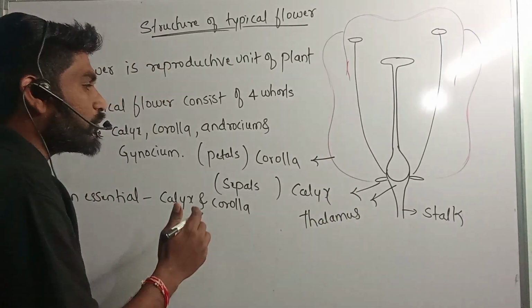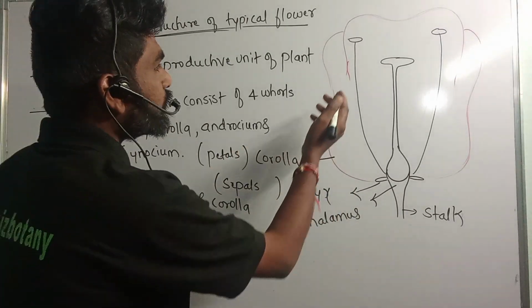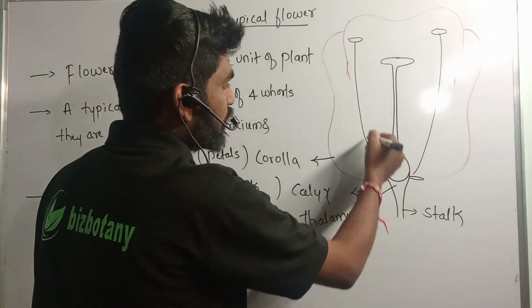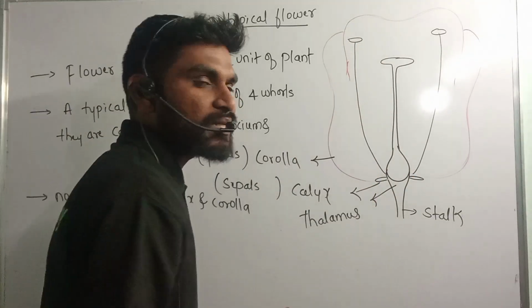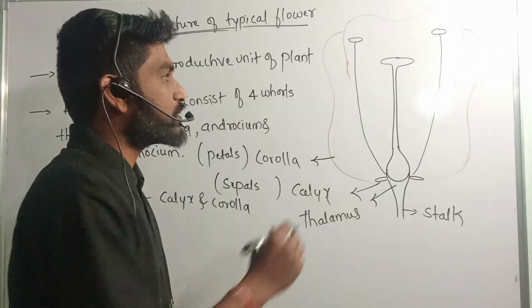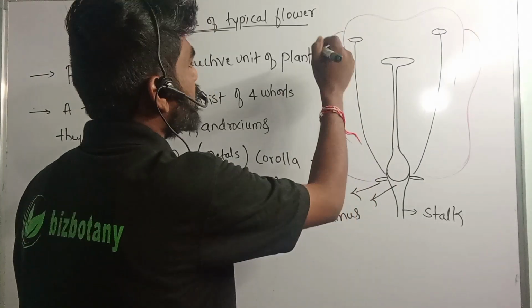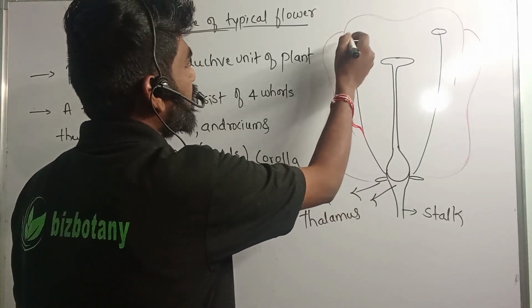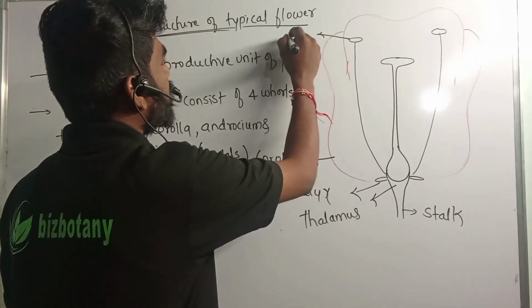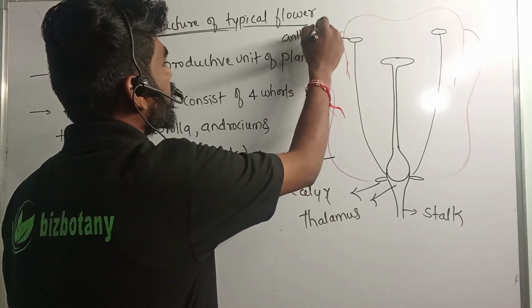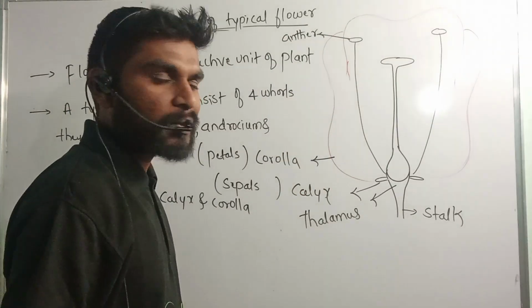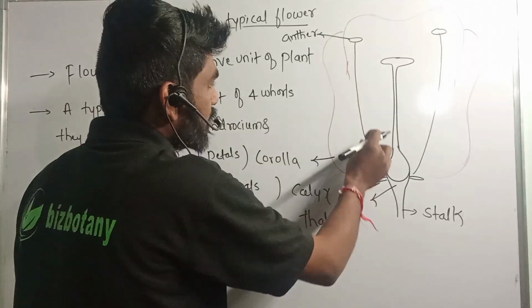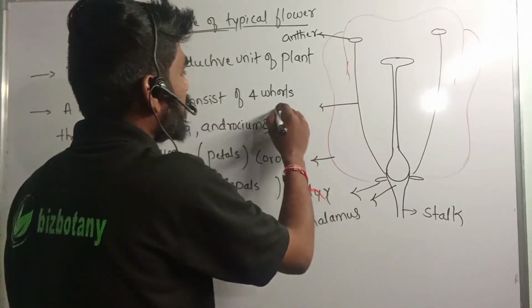Next whorl, the third whorl, is the androecium. This is the androecium. Androecium is the male reproductive part of the flower. It usually consists of an anther. Androecium के अंदर आपको anther देखने को मिलेगा. A long stalk-like structure रहता है, उसे filament बोलेंगे.